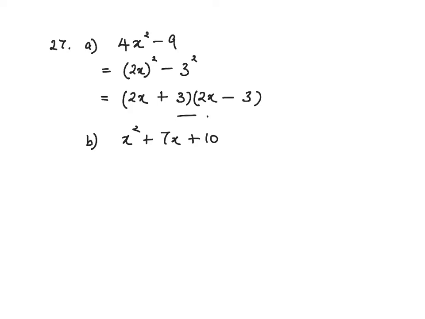X squared plus 7x plus 10, factors of 10, 10 and 1, and 2 and 5. The factors of 10 that make up a 7 when we add them are 2 and 5. So x and x, 5 and 2. This is a plus, that means the signs are the same. This is a plus, that means that the signs are both positive.